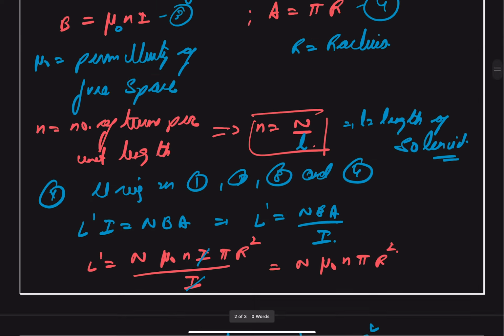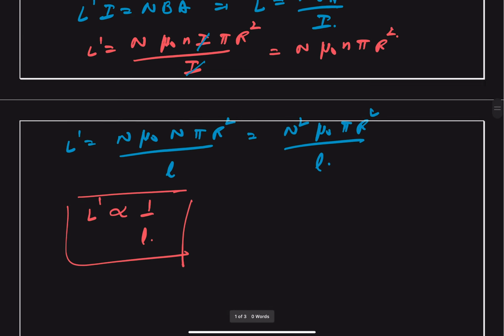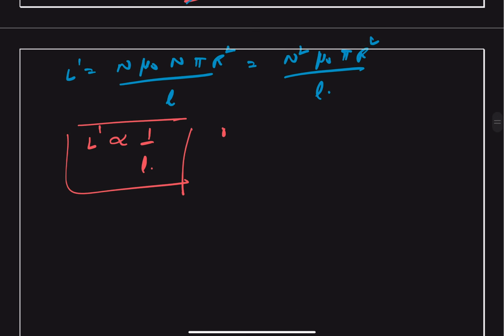So among the options given to us, option A is the correct option. Option A is correct. So this completes the question.